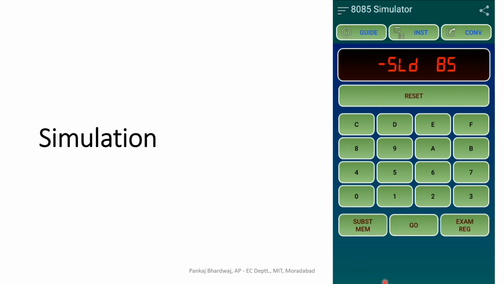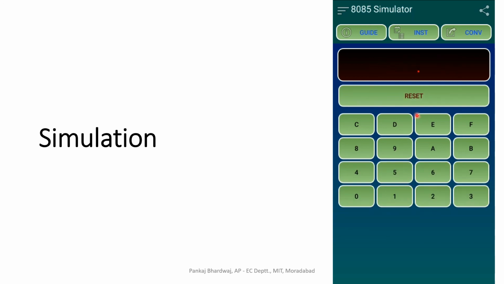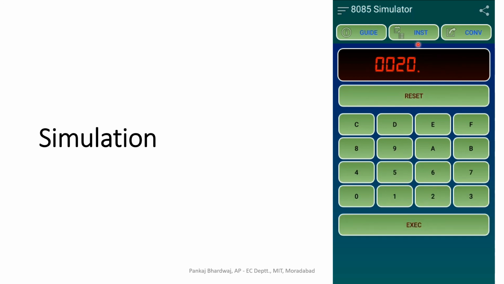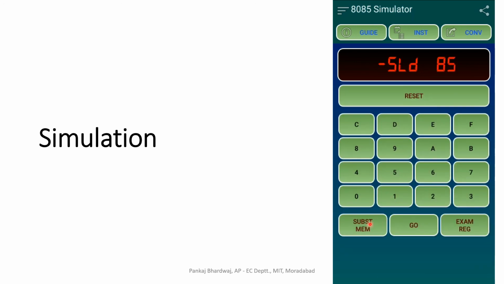Then we click on reset and we put go, and we enter the memory location where the program starts, that is 2003. It is executed and this is the result. You can clearly see when we go to reset and then submit memory and then go to 2001, because we have stored the data, that is 02, and the next location is 55. Okay, that's it.